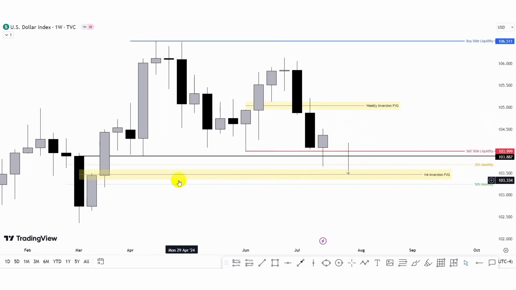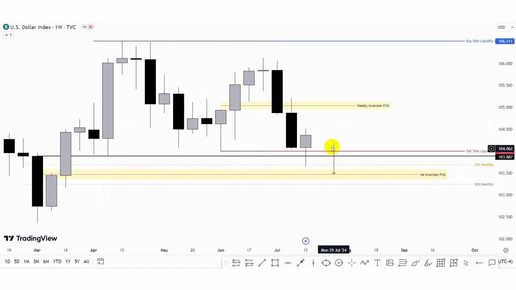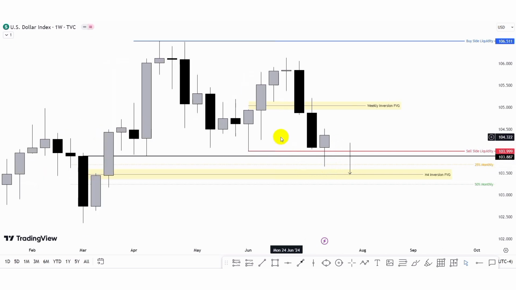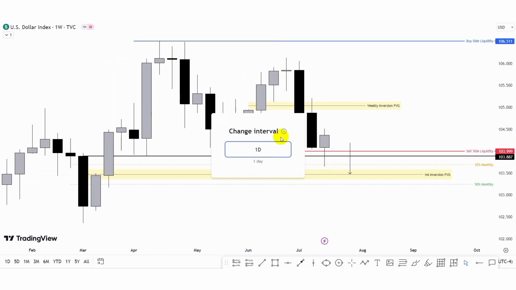We have that 4-hour inversion fair value gap. Price didn't really return to it. As you can see the indication here, I was expecting two zones or two levels to actually look out for the bullish rejection, which is actually the 25% of the monthly, which is actually the strong zone, or the 4-hour inversion fair value gap. So guys, let's drop to the daily time frame.